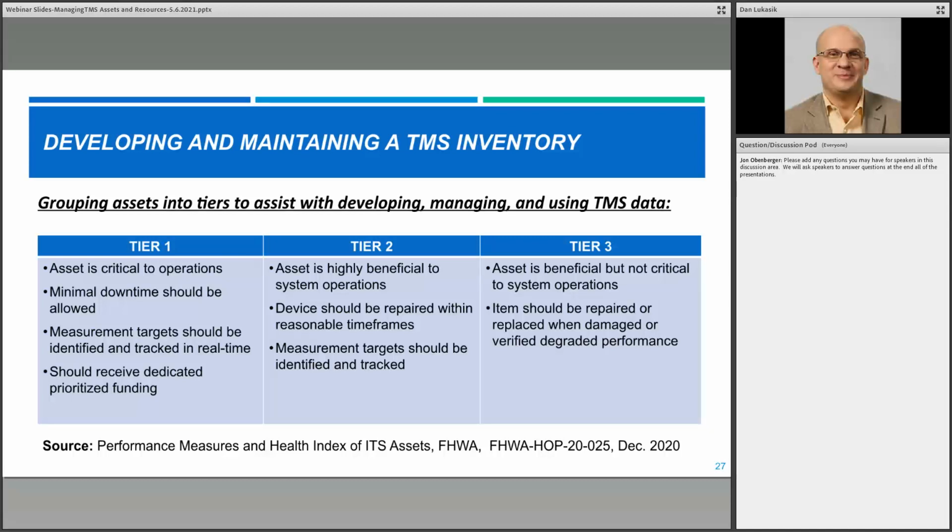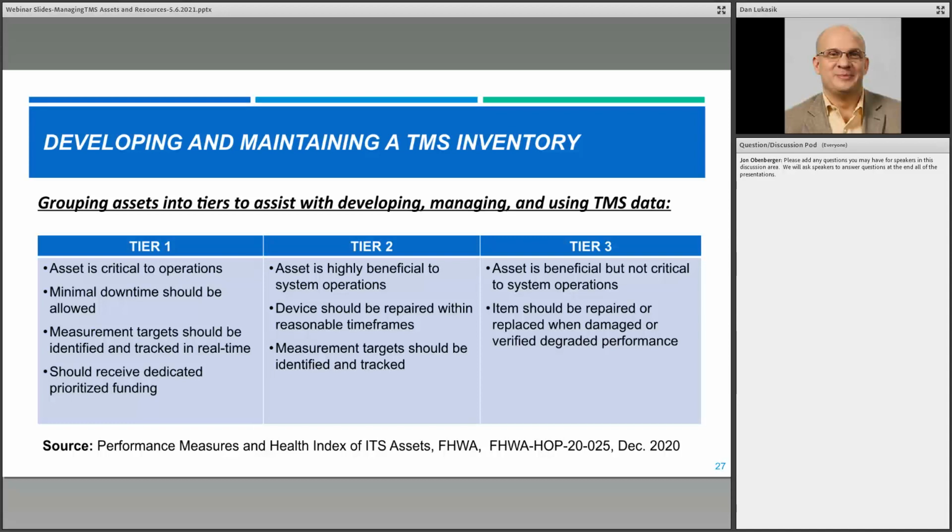Tier 2, it's important, but we can maybe live without it for a certain period. Maybe that's a message sign or something like that, or traffic signal. So we would put those into maybe tier 2. Maybe a vehicle detector or camera would be in tier 2.